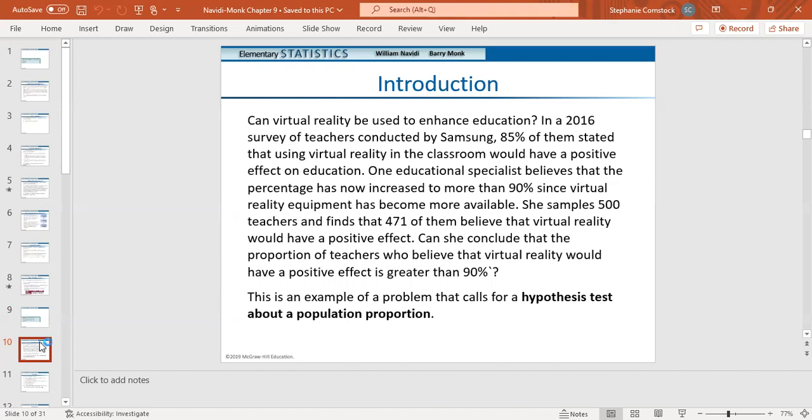So based on the fact that she got 471 out of this 500, is that enough for us to state that the proportion of teachers that think virtual reality would have a positive effect is now more than 90%? This is a setup that would allow us to do a hypothesis test about a proportion. We'll be looking at means in a different section.